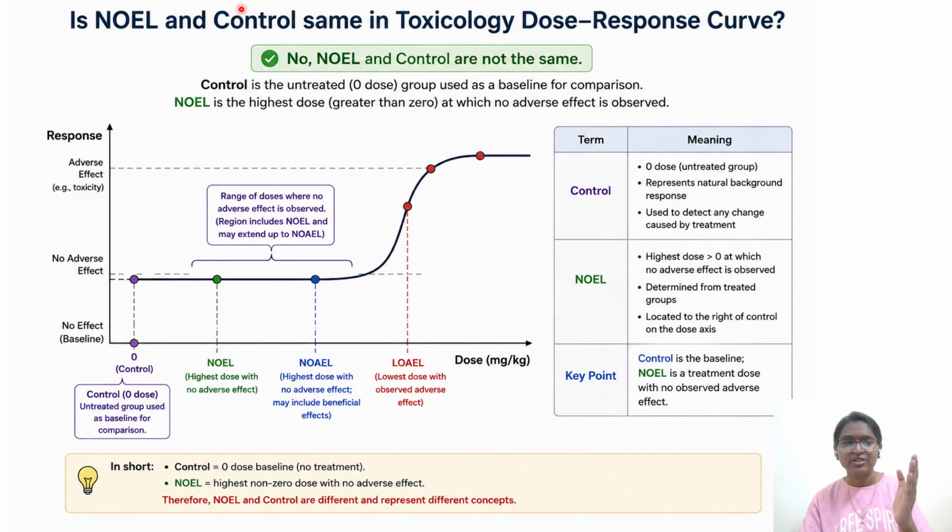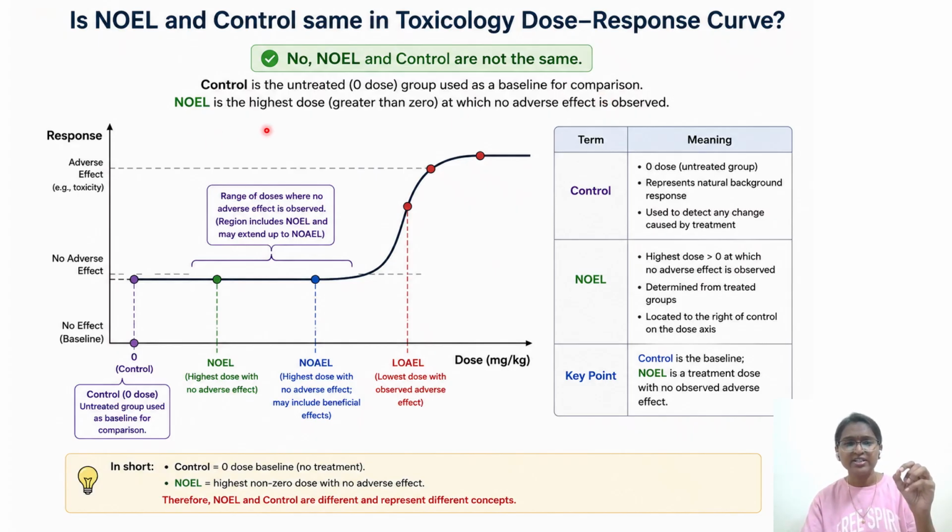So are NOAEL and control the same in the toxicology dose response curve? No. NOAEL and control are not the same. Control is untreated. In the case of control group, we are not giving any test item. Used as a baseline for comparison. So anytime any treated group, if you want to compare, you need to have a control group.